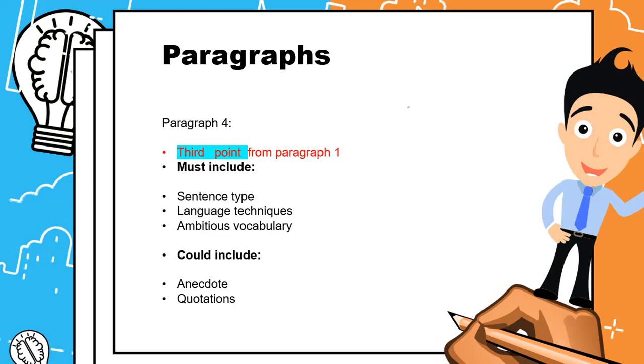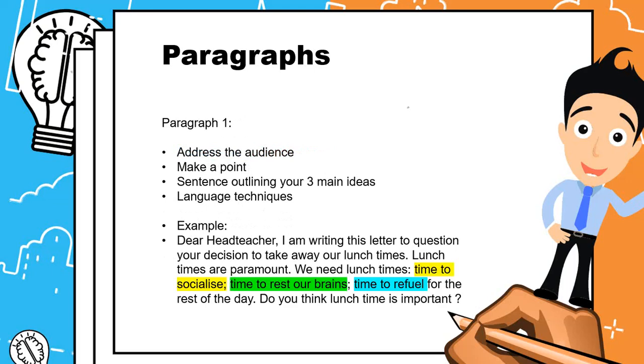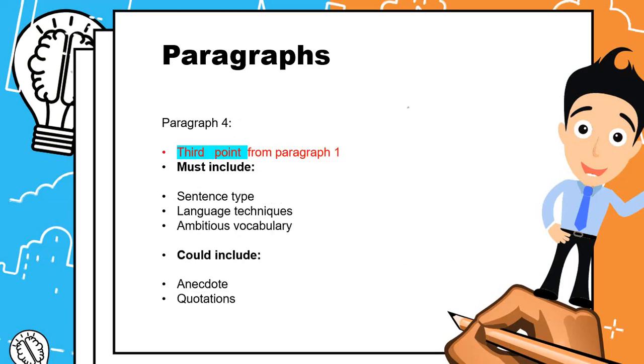Then we come back to paragraph 4, which is our third point. Our third point was time to refuel. Have food. So again, sentence type, language technique, ambitious vocabulary. We could also include, again, anecdote, quotations. Remember, there's lots and lots. Do your research, do your revision, find out what different features we can include in our writing.